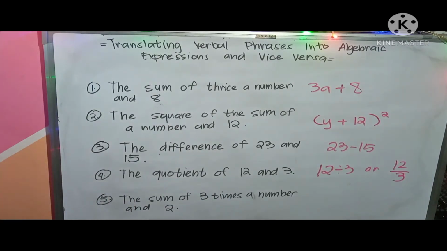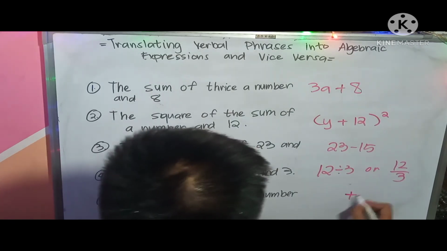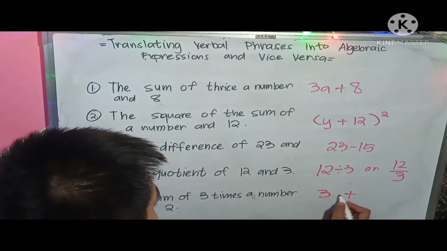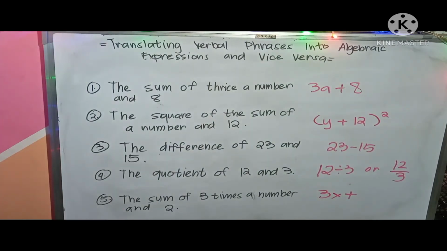The quotient. Next is the sum of 3 times a number and 2. The sum. Ibig sabihin, i-add natin kasi sum. So, the sum of 3 times a number and 2. The sum of 3 times a number. What is 3 times a number? 3 times a number. Gamitin natin ay variable dun sa number.